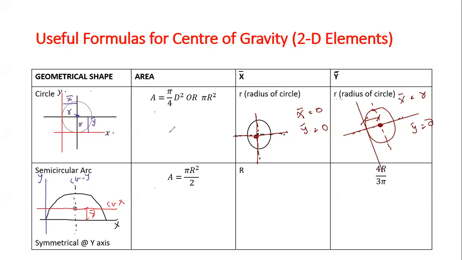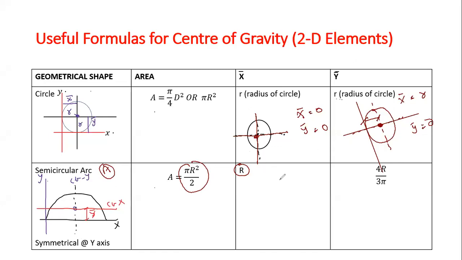Similarly, for a semicircular arc, the concept is the same as for one dimension. Don't mix up 1D and 2D. The semicircular arc is for area, for 2D, so its area will be half of the circle, that is pi r square by 2. Now the same concept: it is symmetrical about the y axis, yes or no? As we have discussed, if it is symmetrical about y axis, either your x bar will be radius or 0. Yes or no?